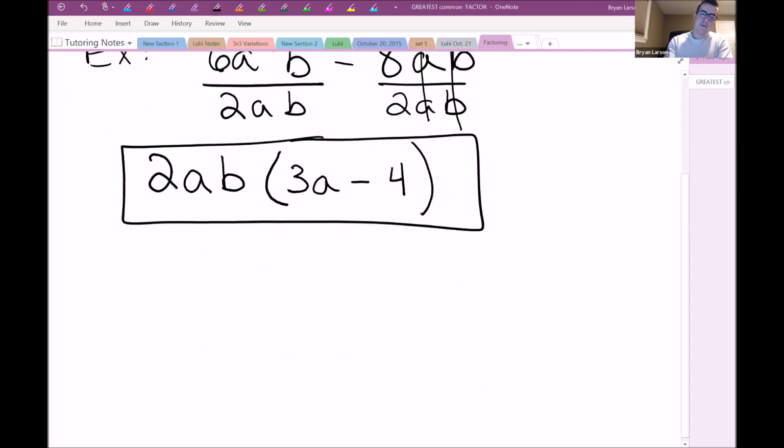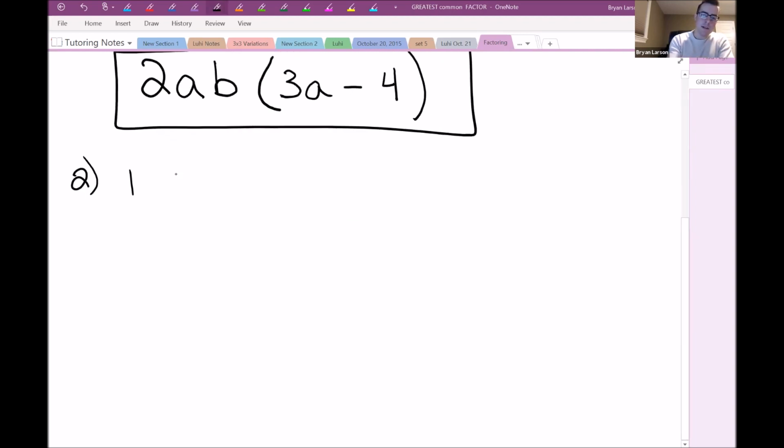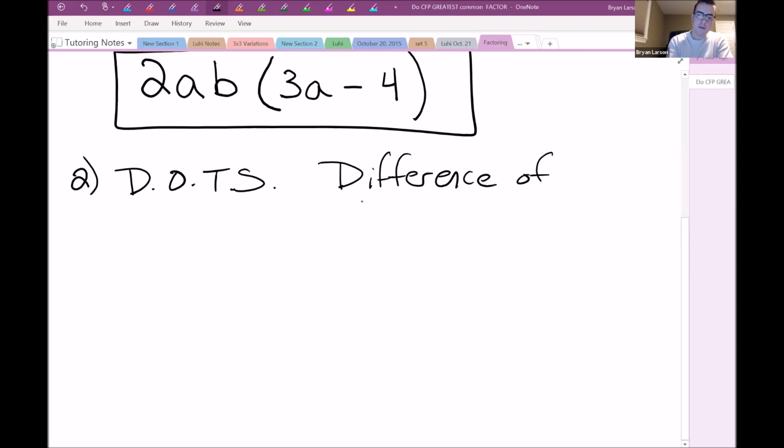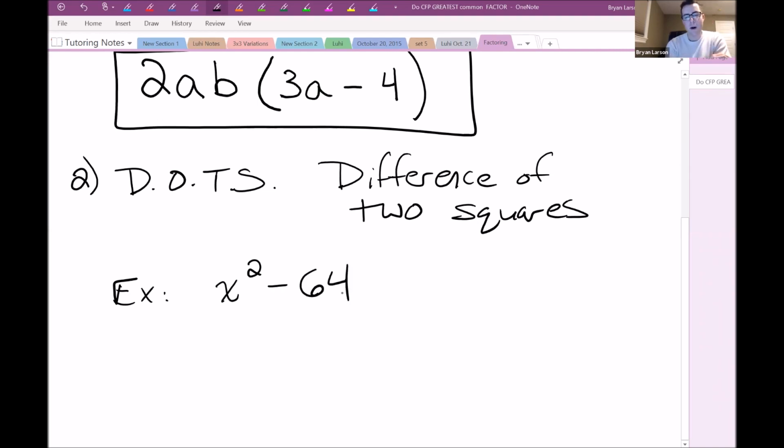All right, the next type of factoring we're going to talk about here is called dots. Okay. And dots, that's going to stand for difference of two squares. All right. So the way that this is going to work is, first off, difference means it has to be subtraction. So let's take a look at a problem like this. Maybe x squared minus 64. Okay, so difference is subtraction. So must have subtraction, can't do it with addition. And we must have two squares here, or two numbers that we could take the square root of.